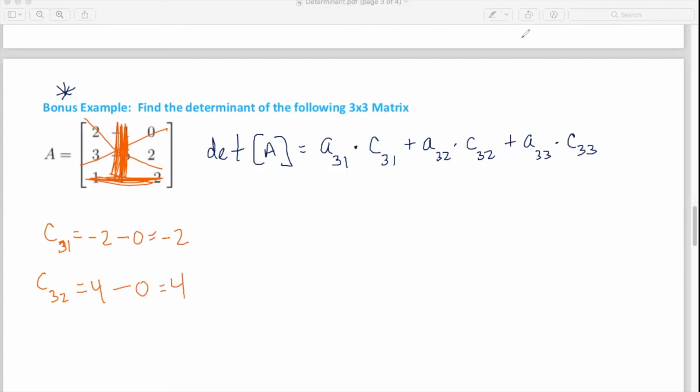Okay, almost done. See, now the question comes up, Mr. Hansen, do we have to find all of the cofactors? No.